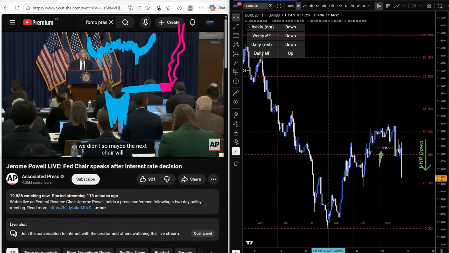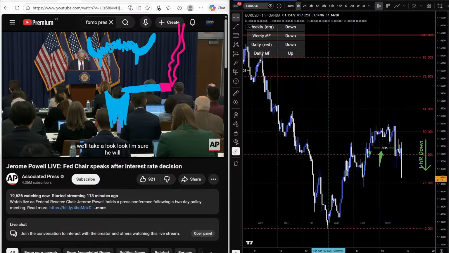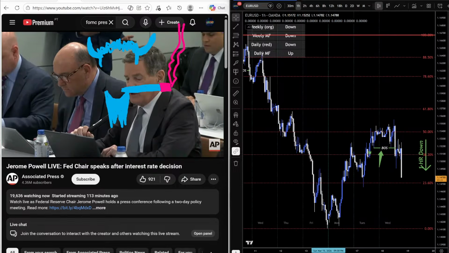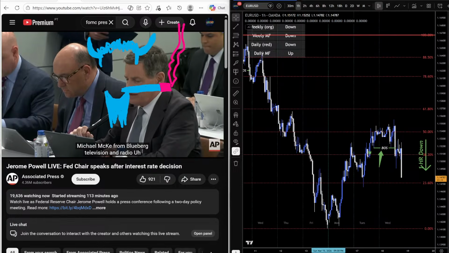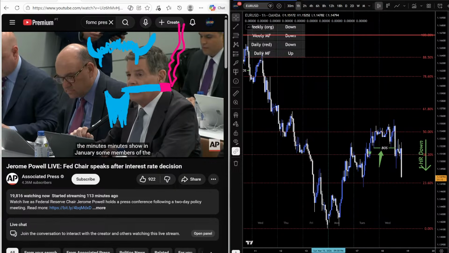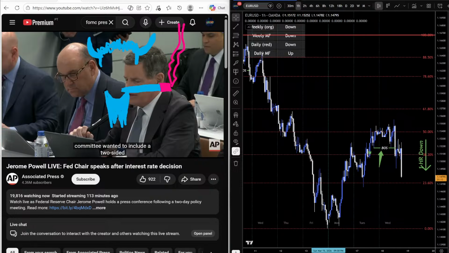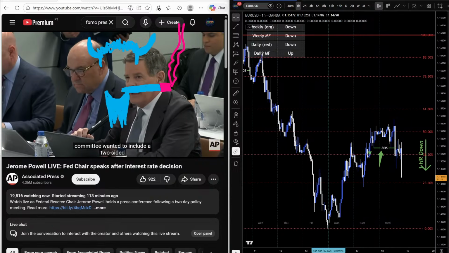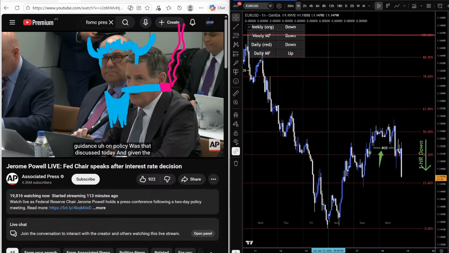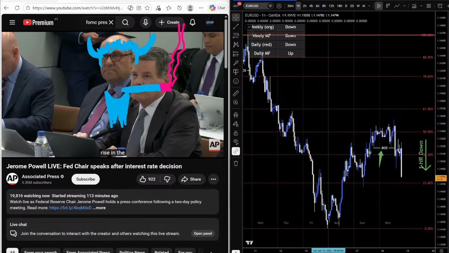Michael McKee from Bloomberg Television and Radio. The minutes show in January some members of the committee wanted to include a two-sided guidance on policy. Was that discussed today? And given the rise in the inflation expectations, how much support for a two-sided policy warning would there be?